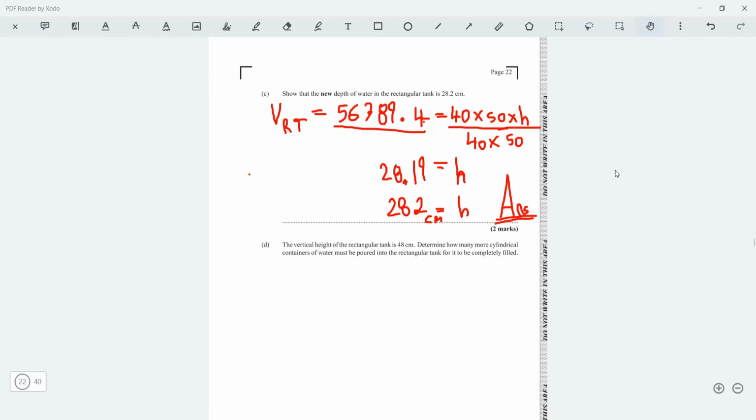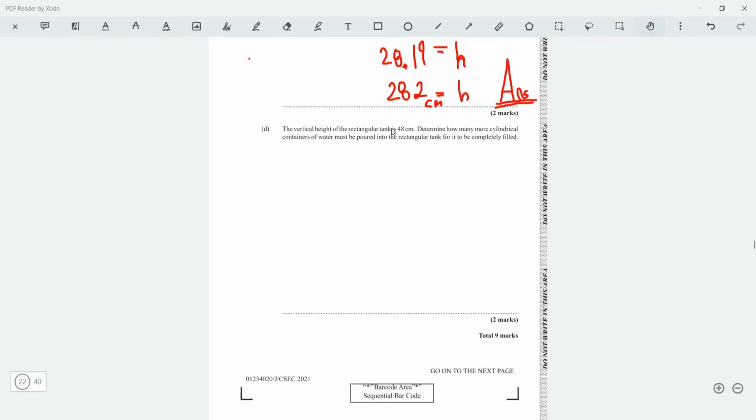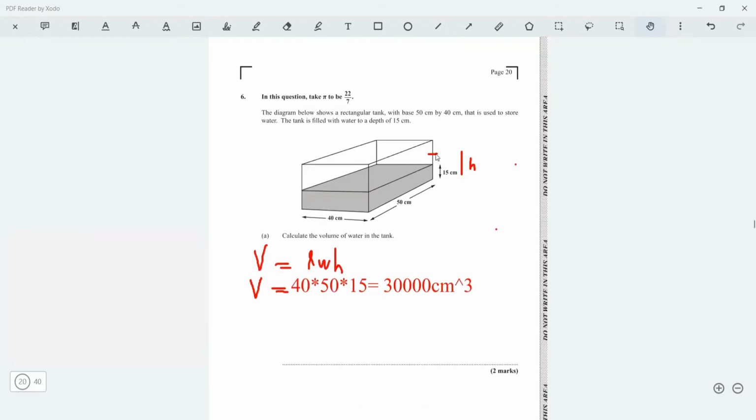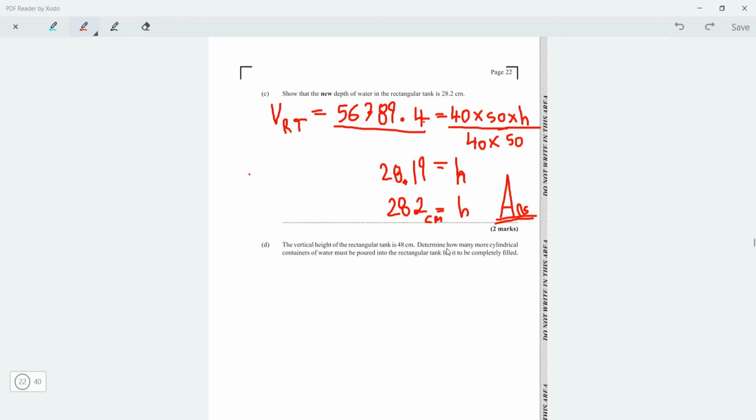Now it says the vertical height of the rectangular tank is 48. So this tank right here would be 28 then, and 28 isn't so close to 48. The whole height of this thing is 48. And then it says determine how many cylindrical containers of water must be poured into the rectangular tank for the tank to be completely filled.